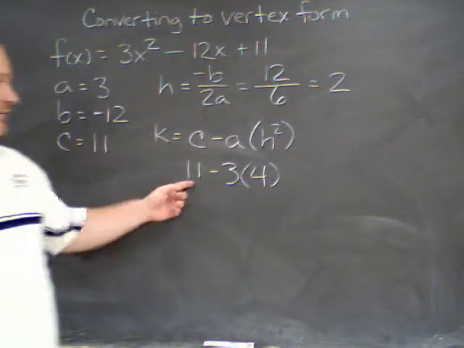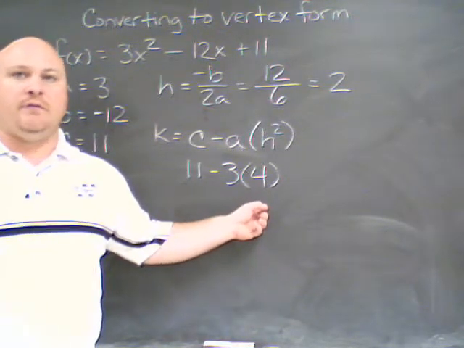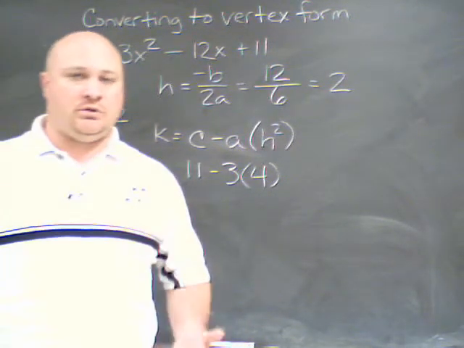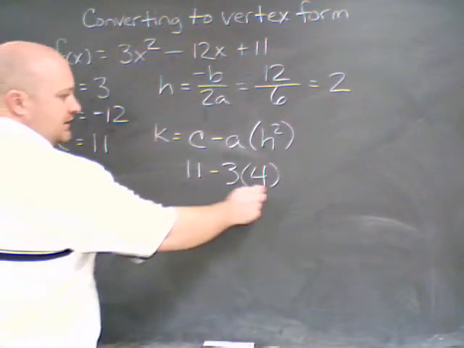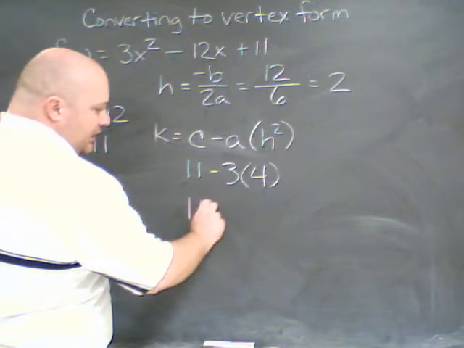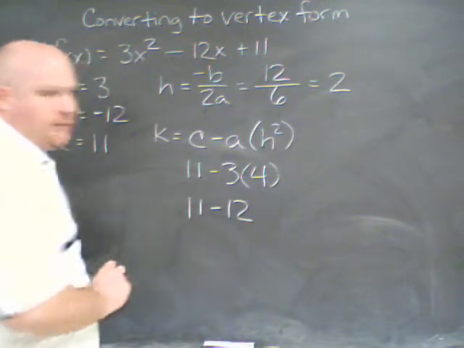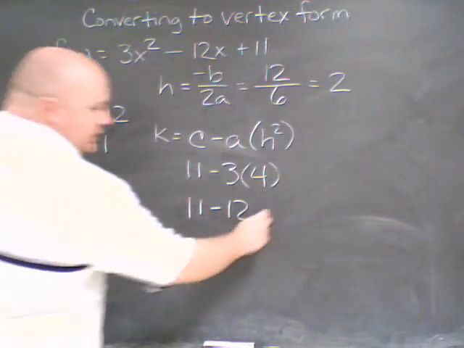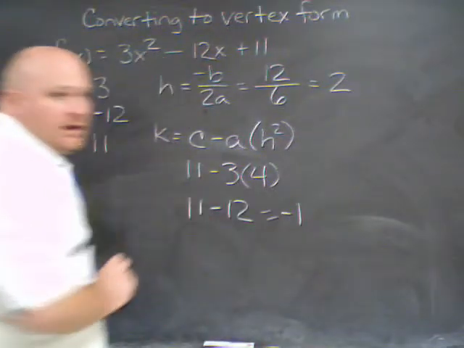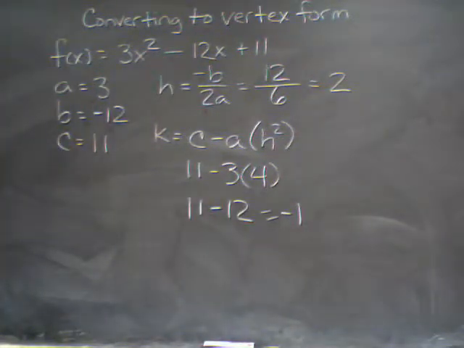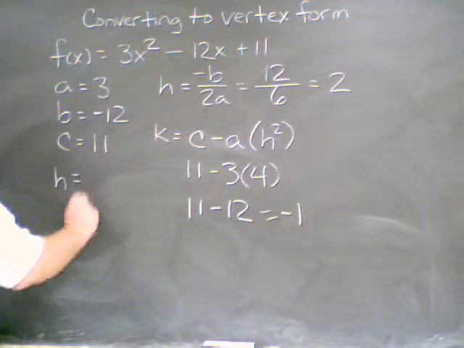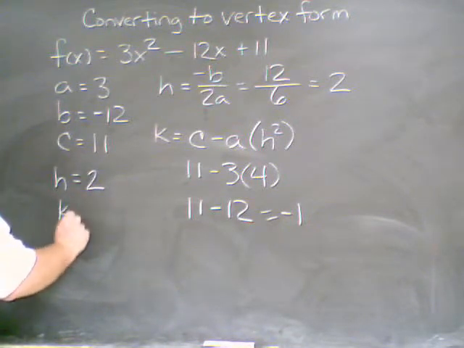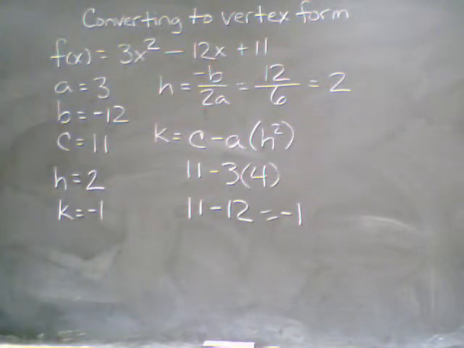Alright, so I have 11 minus 3 times 4. Now if you follow the order of operations, which you should, you're going to multiply first. So you get 3 times 4, which is 12. So you've got 11 minus 12, and that's going to give you a K value of negative 1. Now that I know what H and K are, I'm going to go ahead and put them over here. So H is 2, K is negative 1.